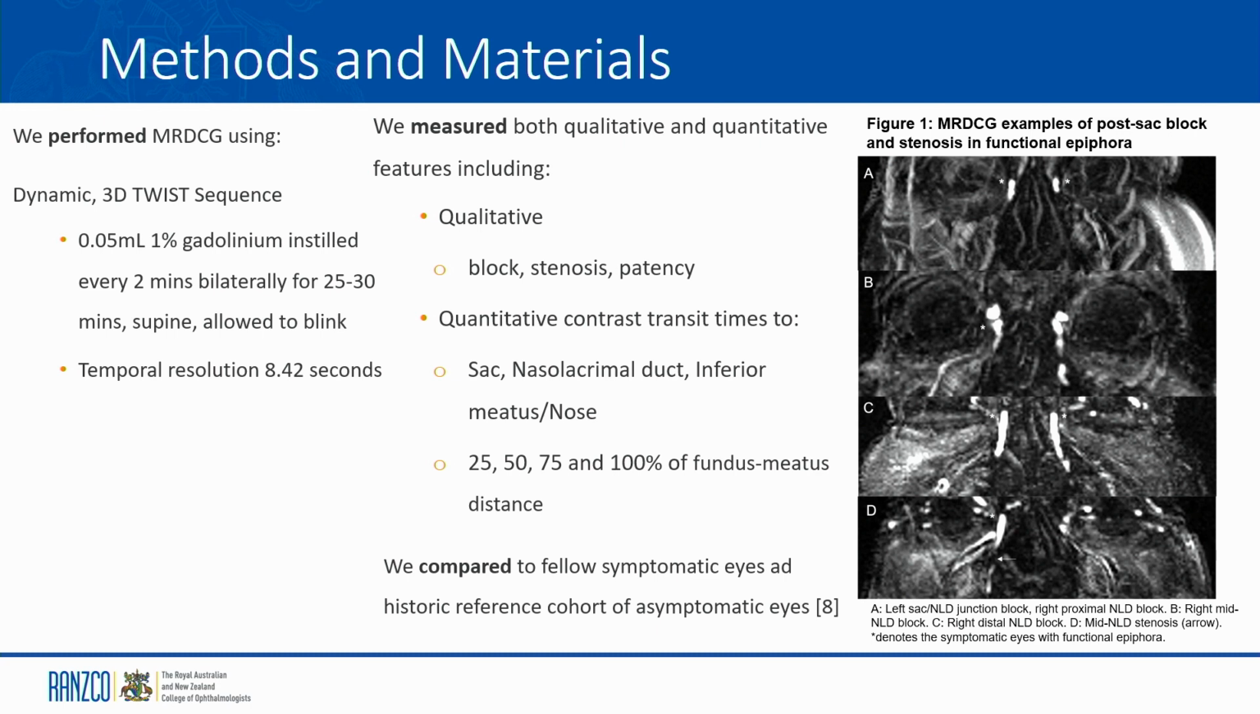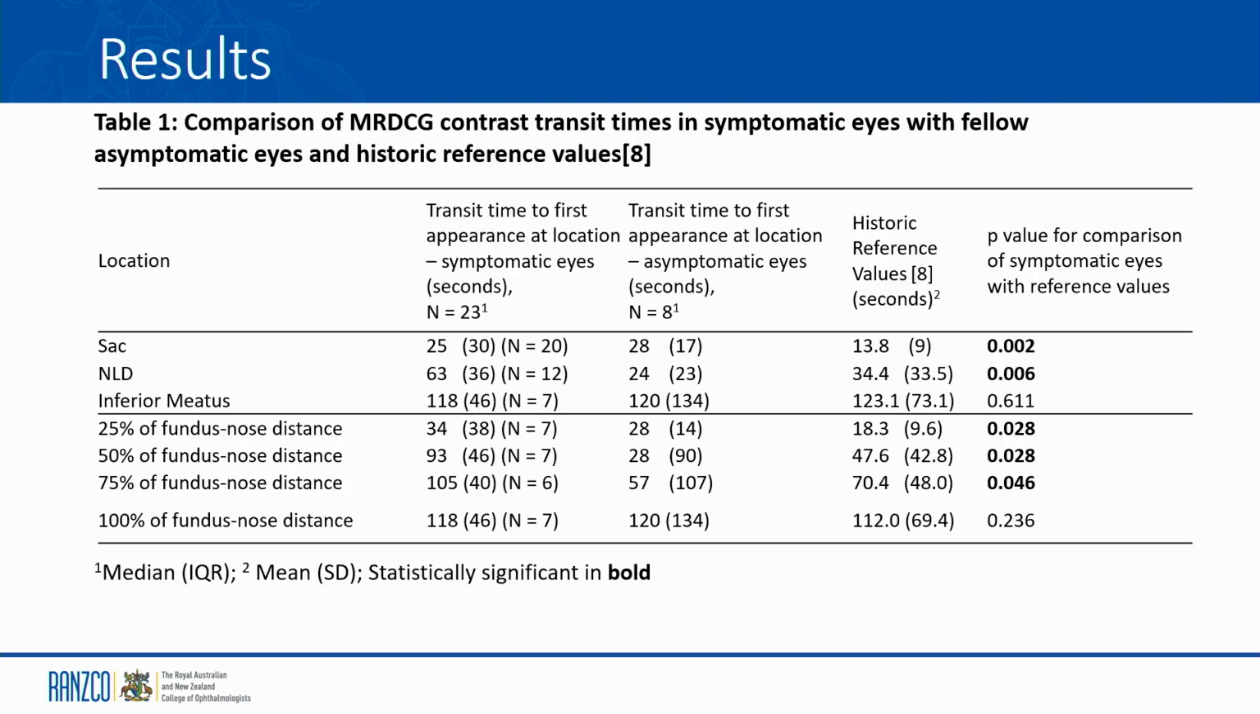We compared the contrast transit times of the included symptomatic eyes with their 8 fellow asymptomatic eyes and a historic normative reference cohort of 17 asymptomatic eyes. We compared these groups using clustered two-sided Wilcoxon rank sum and signed rank tests respectively. We included 23 symptomatic eyes of 17 patients. The median age was 63 years, ranging from 17 to 82 years. MRDCG showed block in 16 eyes, stenosis in 4, and patency in 3. In comparison, DSG showed delay in 12, block in 9, and retention in 2.